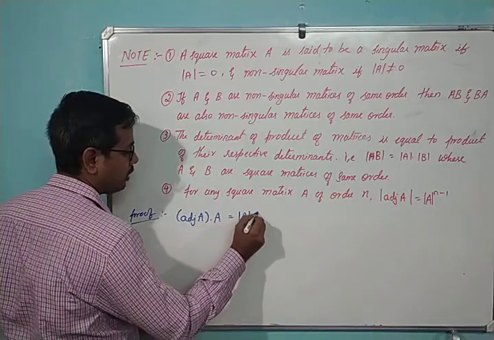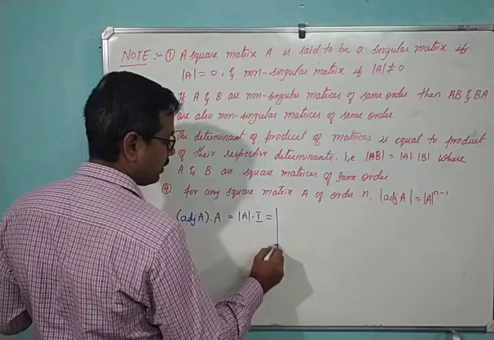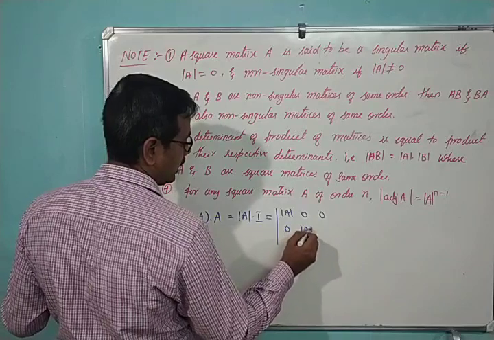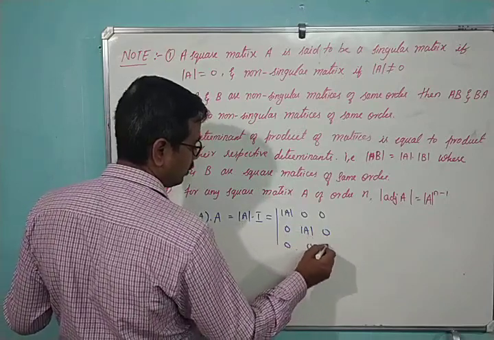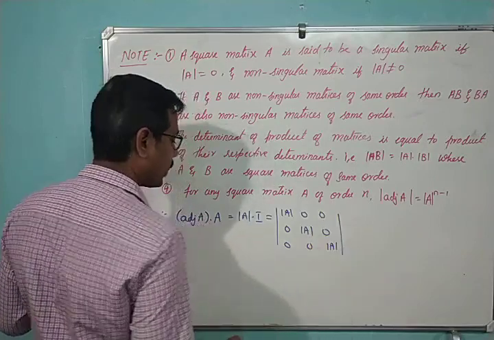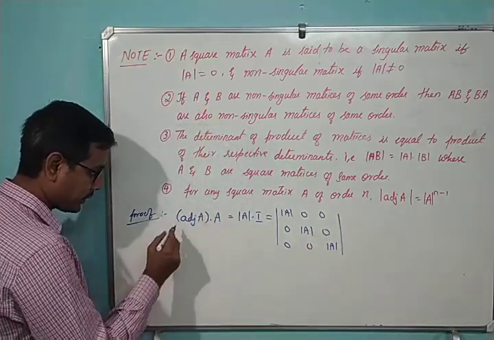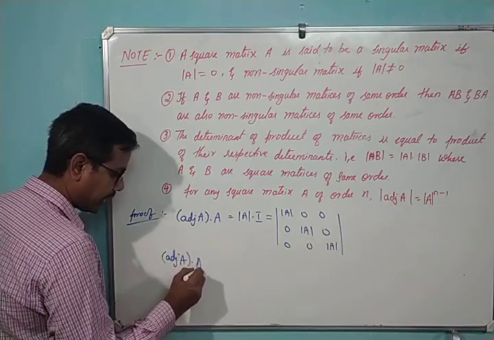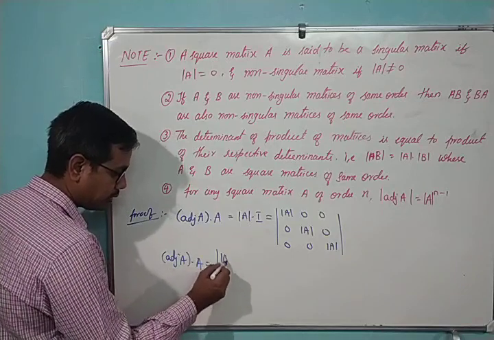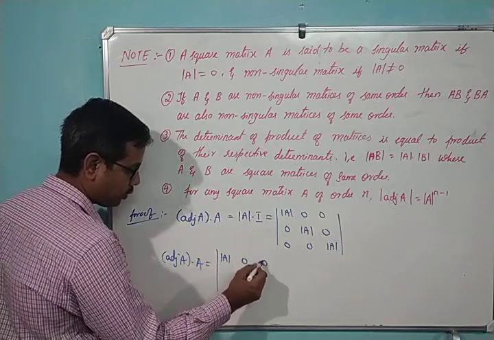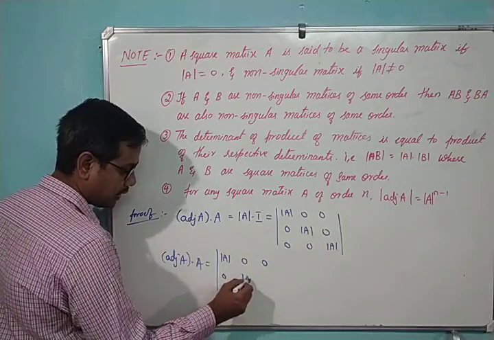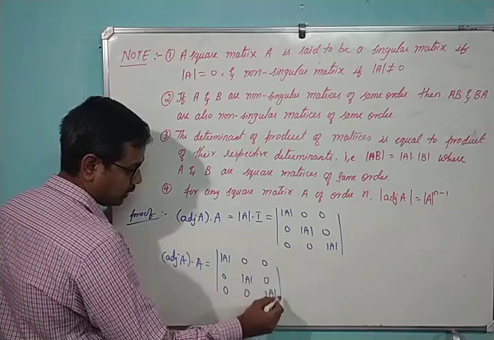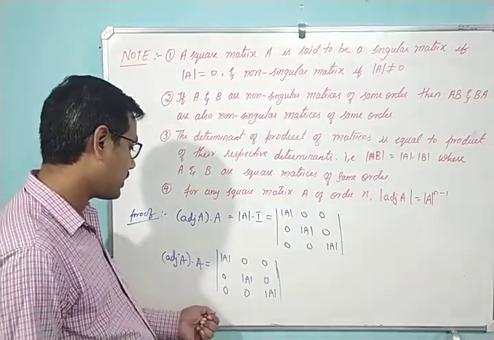Determinant A into I. This can be written as determinant A 0 0 0, determinant A 0 0 0, determinant A. Okay, so now equating this, adjoint A into A I can write as equal to determinant A 0 0 0, determinant A 0 0 0, determinant A. So this is how we can do it.